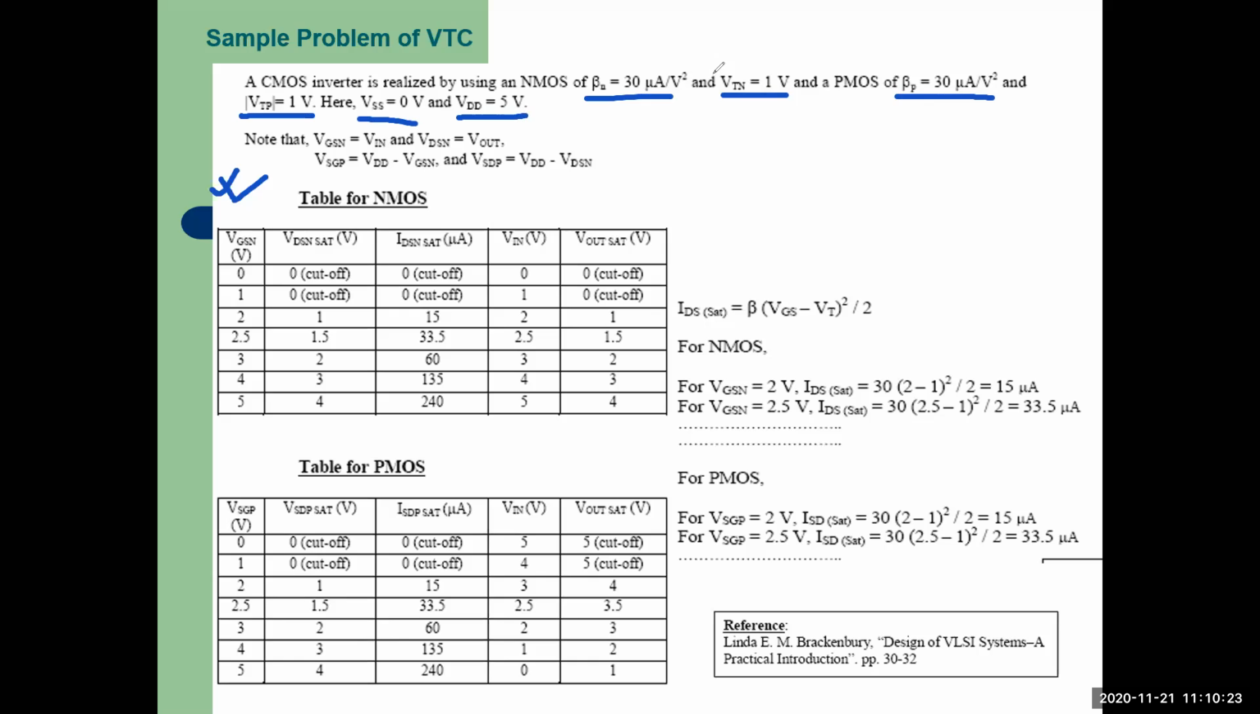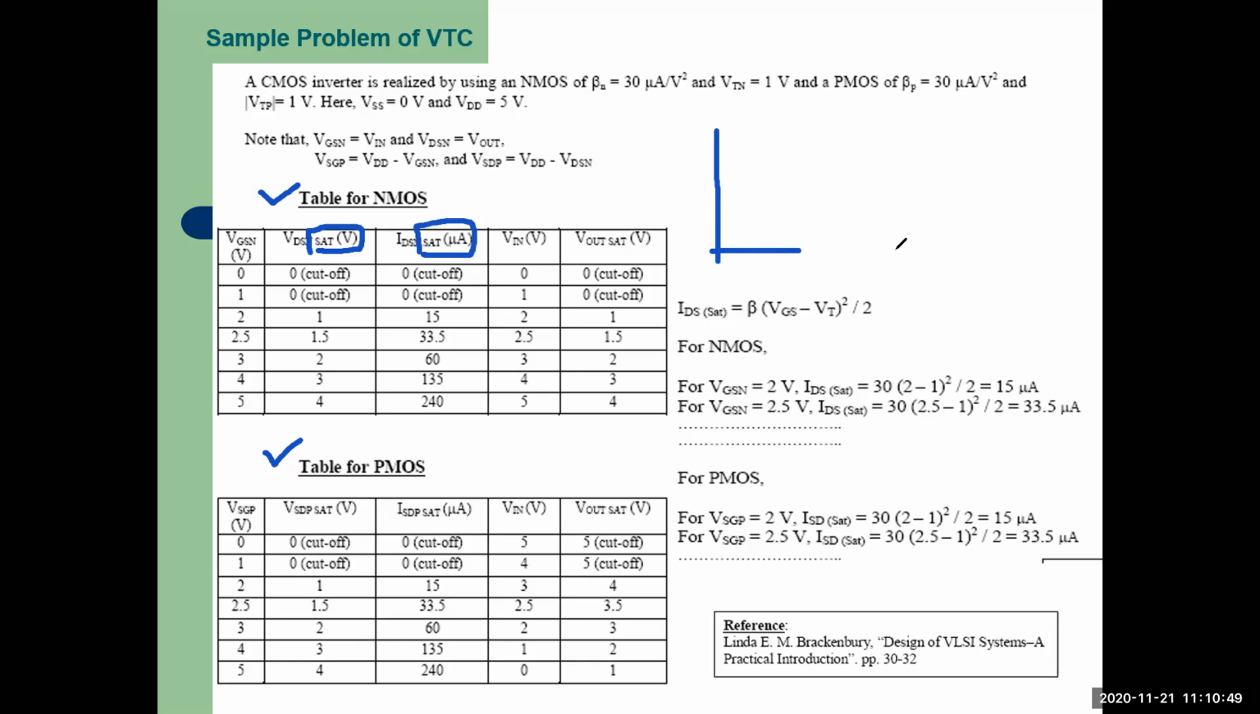So at first, you have to develop the table for NMOS and develop the table for PMOS. How to develop? At first you have VGSN, then VDSN, then IDSN, then Vin, then Vout. All for the saturation formula, the saturation point. Why saturation point? Because your curve is like this.